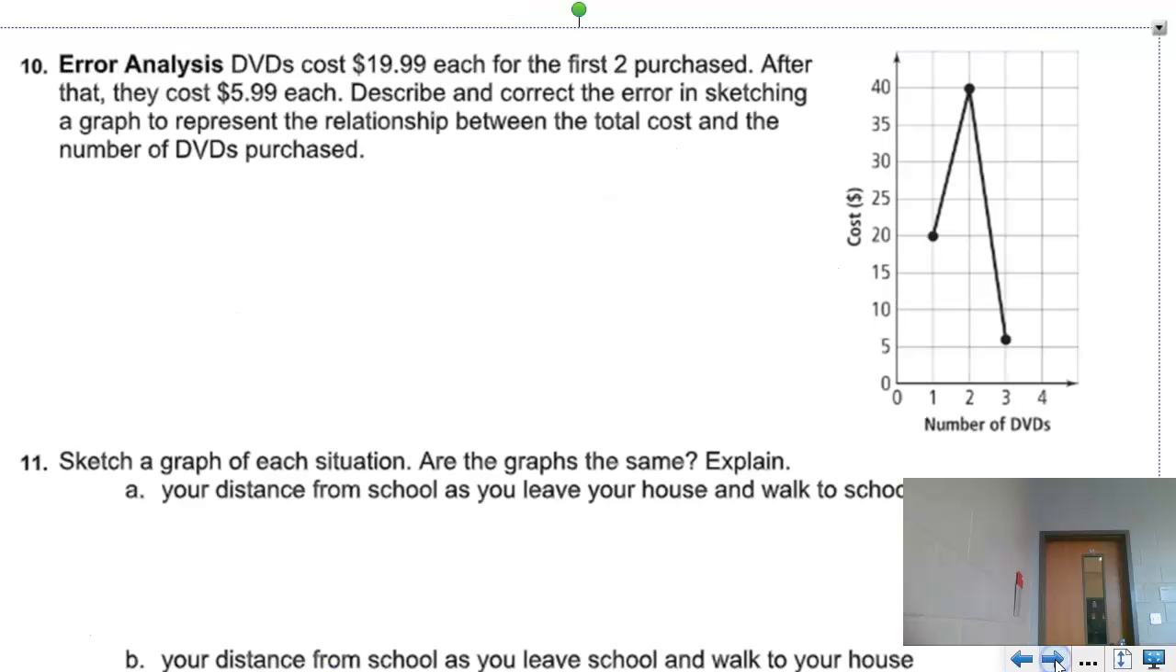Next, we want to just take a look at the bottom of the page. You've got an error analysis. This is, number 10 is very similar to the problem that we just did. And the rest of the problems, you're going to be sketching your own graph of the situation. So I want you to think very carefully. You want to sketch your distance from school as you leave your house. So what 2 things are on the coordinate plane? So I would say the amount of time after you've left your house and distance would be 2 good variables to choose. And then you can draw the graphs.